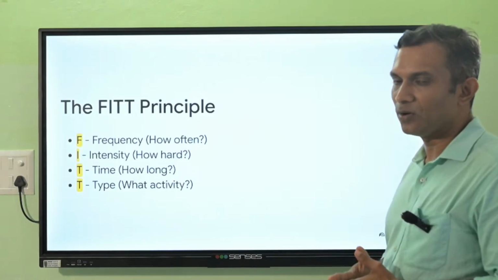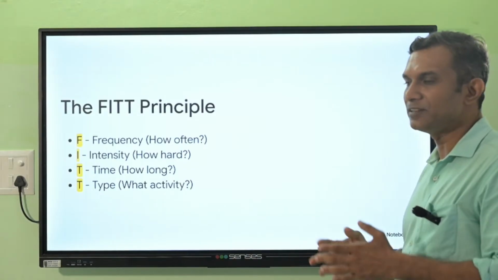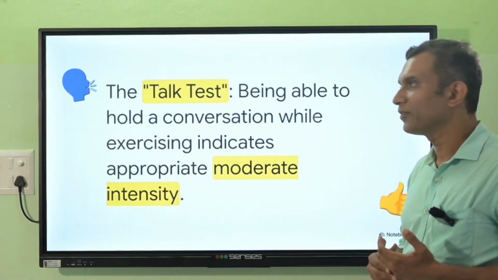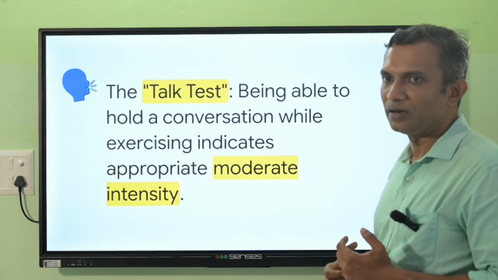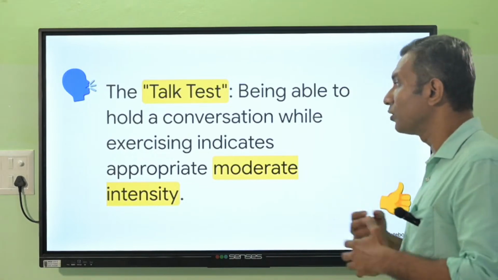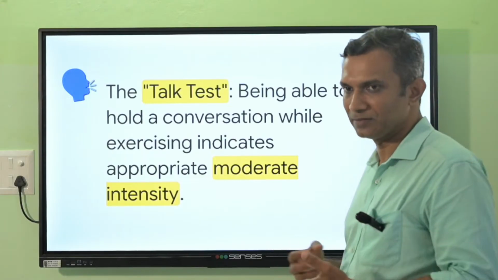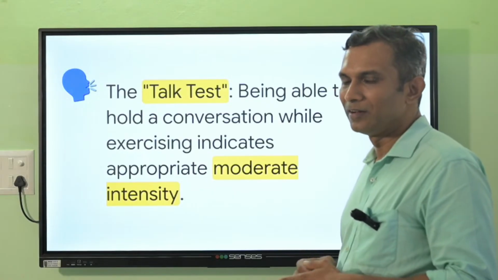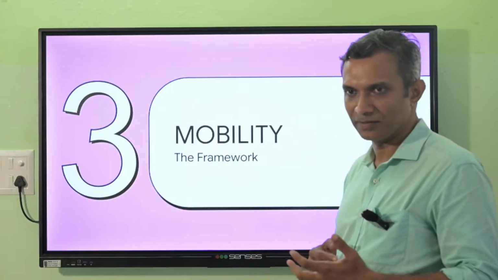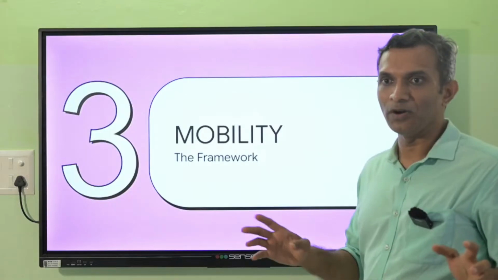The answers for these are not clear cut, but as our age progresses, the percentage contribution of the FITT changes and our preferences also change. A simple example is a talk test, where a person is able to have a conversation while doing an exercise of moderate intensity without skipping a breath. That doesn't mean that he'll be doing that in full flow, but he should not be skipping the breath. Third aspect is mobility, which is the framework that we all miss.